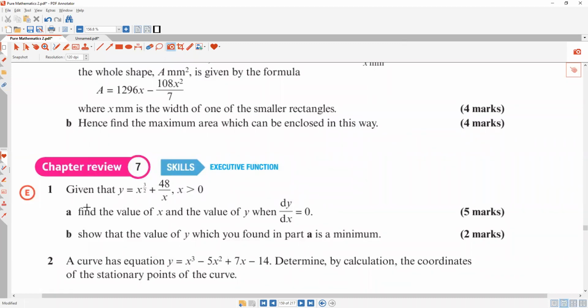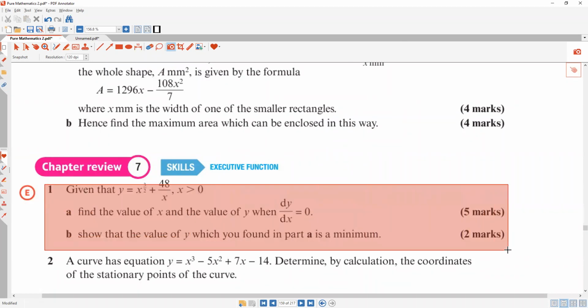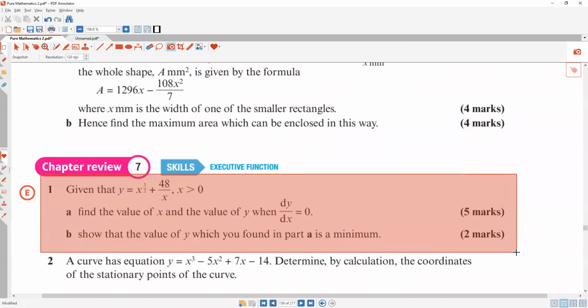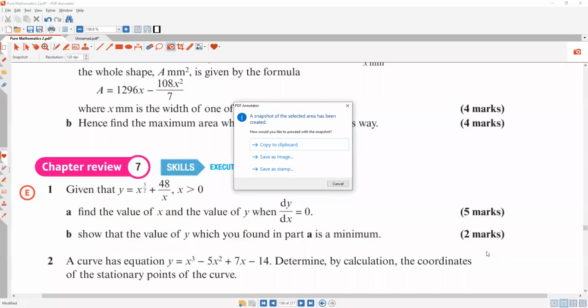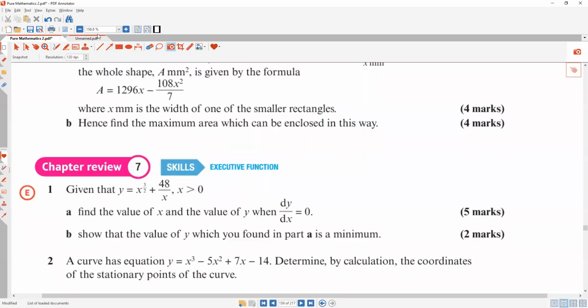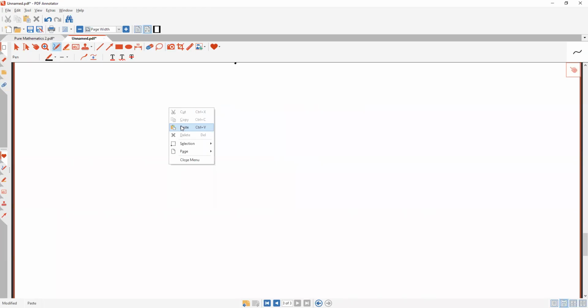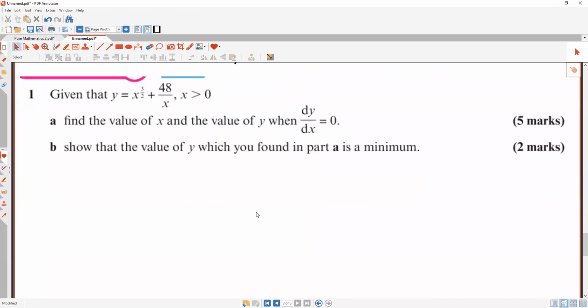So I gave you guys question number 1 to do. So let me do the chapter review 7 exercise, exam-style question number 1. Let's do this sum. I think this is pretty easy. They said, given that y is equal to x raised to 3 by 2 plus 48 by x, find the value of x and the value of y when dy by dx equals 0.